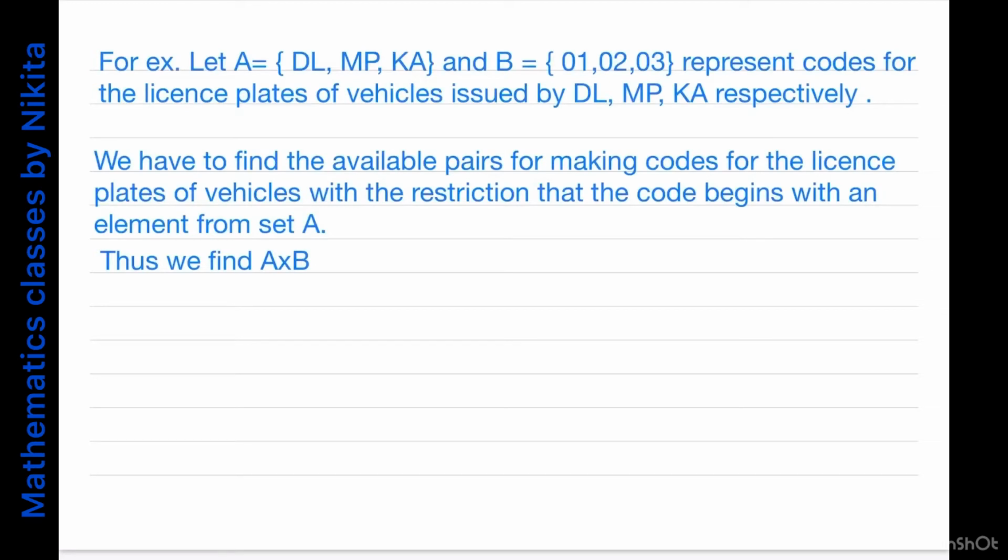Okay, so these are certain codes. We have two sets of codes. The first set contains the code of the state and the second set contains certain other code. Now the question is, we have to find the available pairs for making codes for the license plates of vehicles with the restriction that the code begins with an element from the set A. Very important.